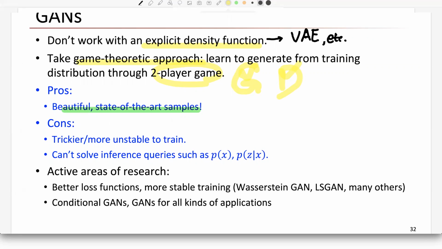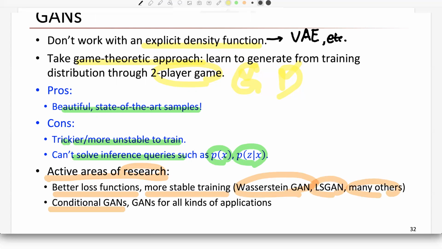The downside is that it is trickier and more unstable to train. It's really a challenge to stably train the network. It also can't solve inference queries such as f(x) and f(z|x). Anyway, it's a very active area of research. With better loss functions and more stable training, something like the Wasserstein GAN, LS-GAN, and many others, control of GAN, and all kinds of applications nowadays.